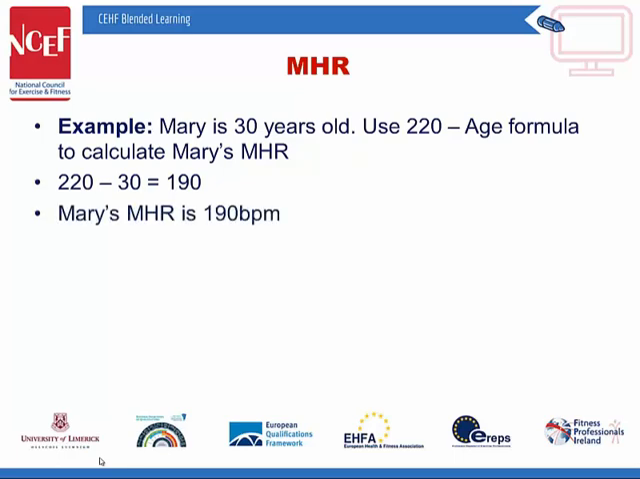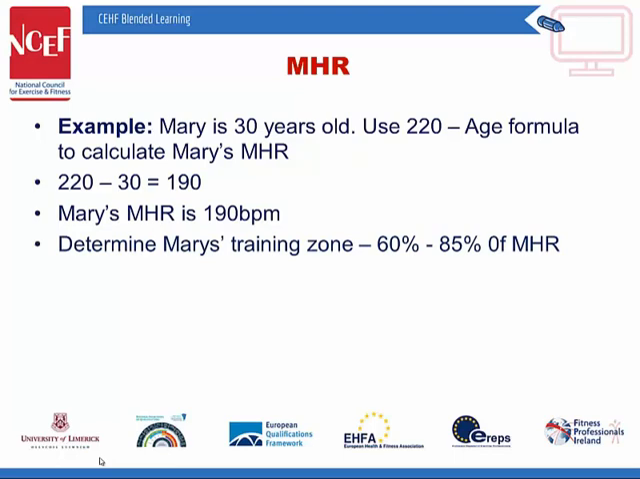The next thing we need to do is find out Mary's training zone. The first thing we're going to look at is 60%. So 60% of 190: you multiply 190 by 0.6 and we get 114. So the lower end of Mary's training zone is 114. When Mary is training, we would at least expect her heart rate to be beating at 114 beats per minute at the lower end of her training zone.